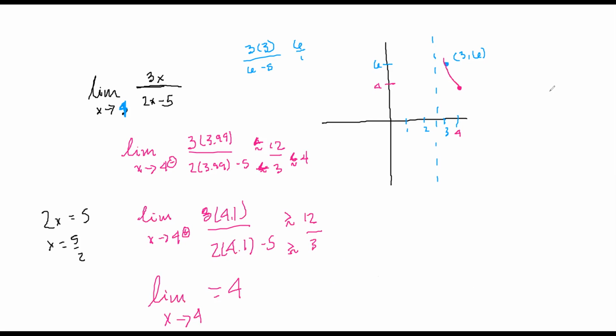So now let's think about, not the limit, but as it's going to 5, that would be 3 times 5, over 2 times 5 minus 5. That's 15 over 5, 3. So that's kind of what the function looks like.